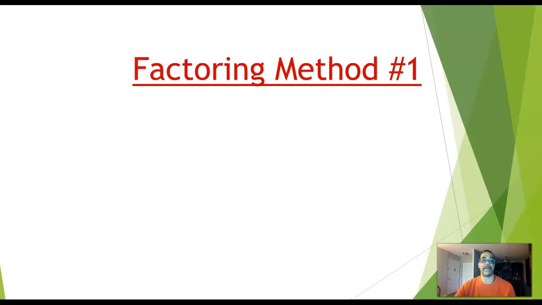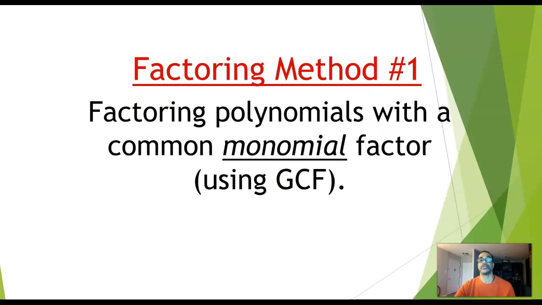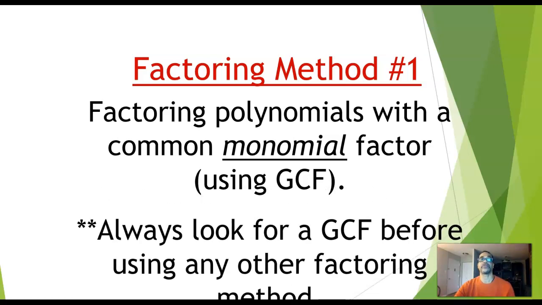So the first step in factoring is you need to factor the polynomial for the GCF, or a monomial that is a GCF. We have to always look for that first. Always look for that method first. So the GCF is the first thing that we do whenever we are factoring.